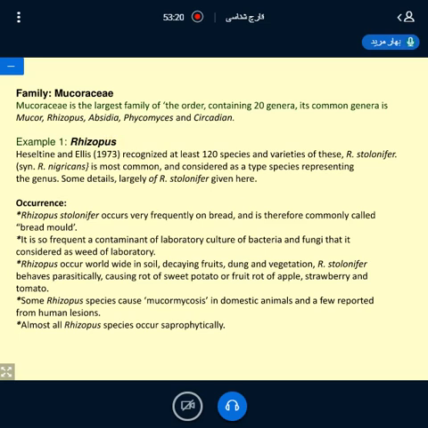Family Mucoraceae. Mucoraceae is the largest family of the order, containing 20 genera. Its common genera are Mucor, Rhizopus, Absidia, Phycomyces, and Circinella. Rhizopus is one of the major genera in Mucoraceae.